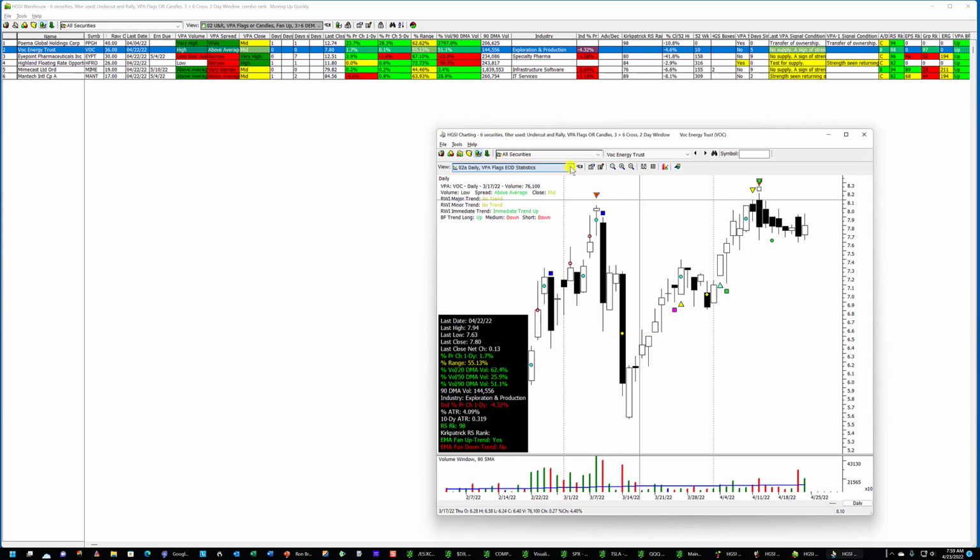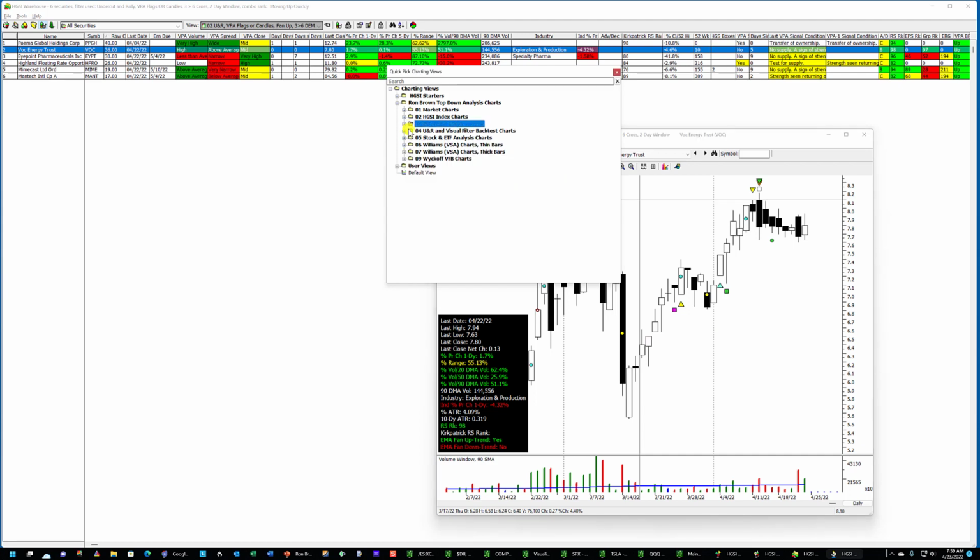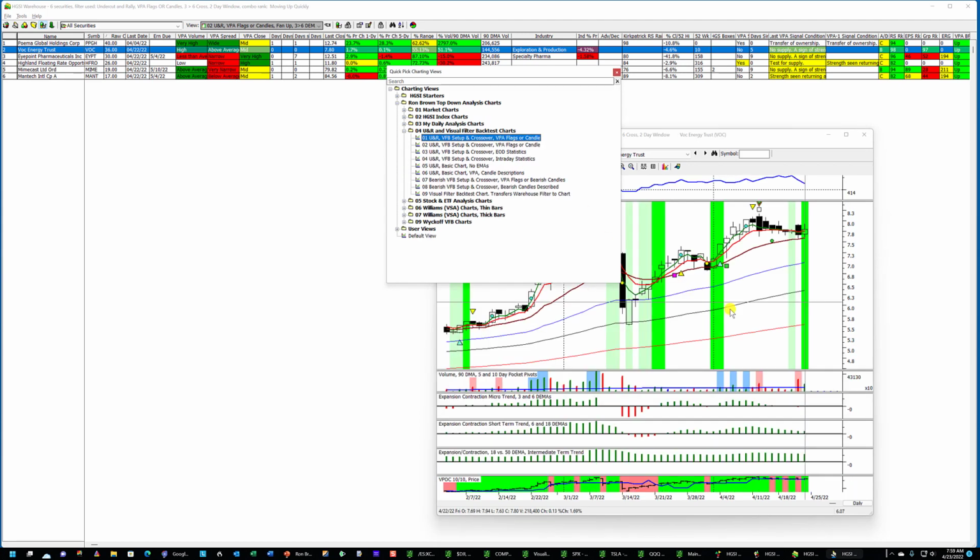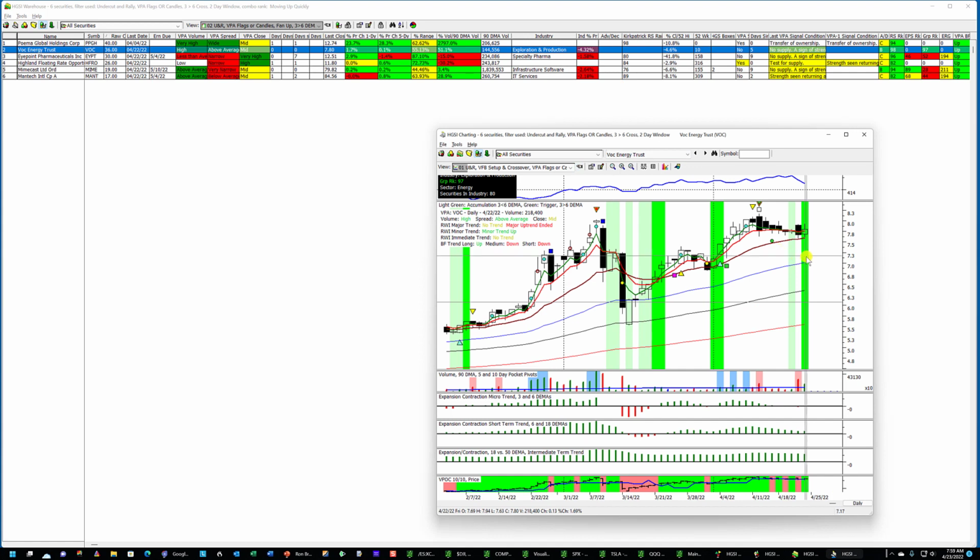But going back to a different chart, I'm actually going to drop down to my UNR chart here, and you can see what it does is it puts a dark green bar here when the 3 crosses the 6. It happened back here. It happened back here. The light green lines show accumulation days, either based upon a VPA flag or a candle. These signals don't always work out, but they often do if you catch them just right.